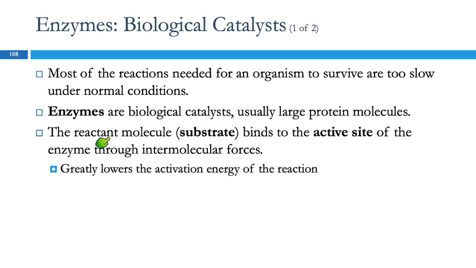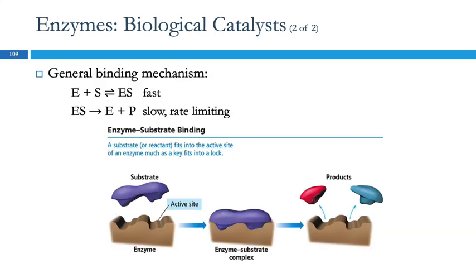The reactant molecule is called the substrate, and it will bind to an active site of the enzyme, and it does so through intermolecular forces like hydrogen bonding. When that reactant molecule is bonded to this active site of the enzyme, then the activation energy of the reaction is lowered and the reaction occurs much more quickly. So here we have the general mechanism.